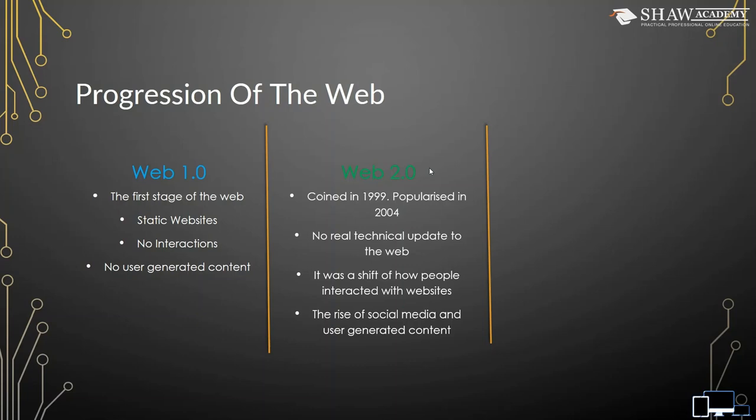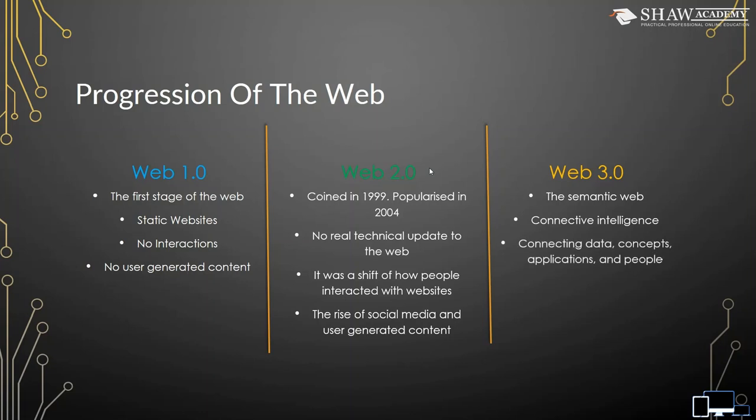And then we move into Web 3.0. So this is the generation we're in now. We are now into what is known as the semantic web. So the semantic web, it's all about connective intelligence, connecting data, concepts, applications, and people together. And the HTML5 language update has actually made the semantic web possible.